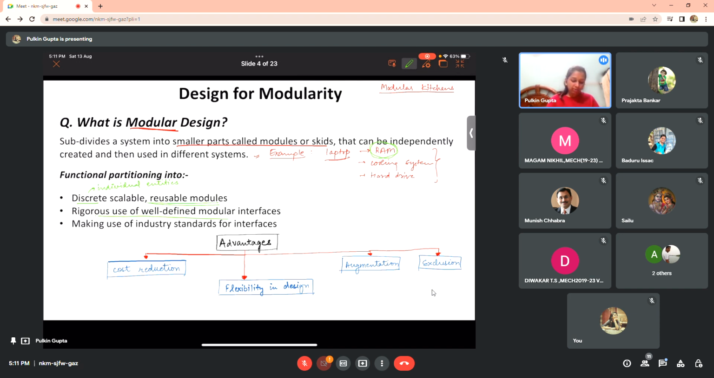Rigorous use of well defined modular interfaces. These modular interfaces are used rigorously, like the cooling system, whenever you are doing some heavy work, or the hard drive used rigorously for storage purposes. And making use of industry standard for interfaces. This is basically the standardization of the parts. This helps in cost cutting as well as easy manufacturing. Since we have industry standards established for this, it will help in easy manufacturing and cost cutting as well.